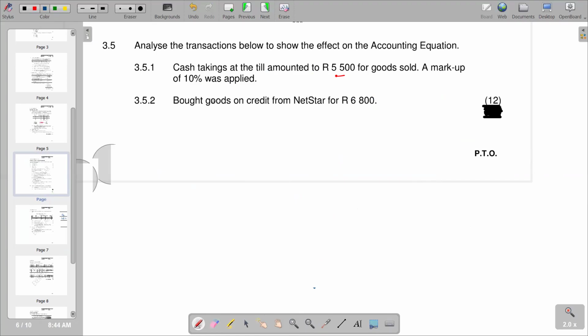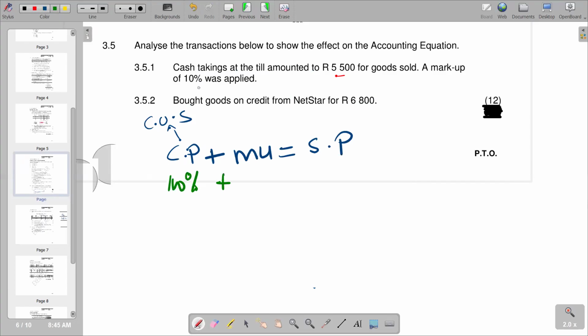So basically, we are told that a markup of 10% was applied. So what does it mean? Remember, we are supposed to say our cost price plus our markup will give you a selling price. So our cost price is the cost of sales. So basically, this is what we have. Cost price, we can take note that it's always 100%, and the markup depends on the question. In this case, we are given it as 10%, which means our selling price becomes 100 plus 10, we get to 110%.